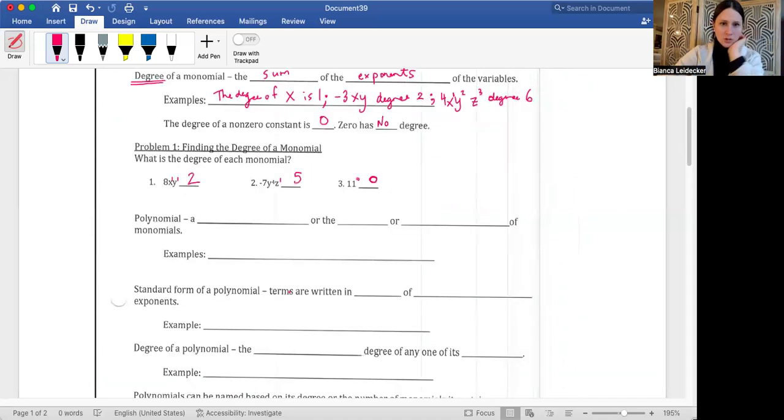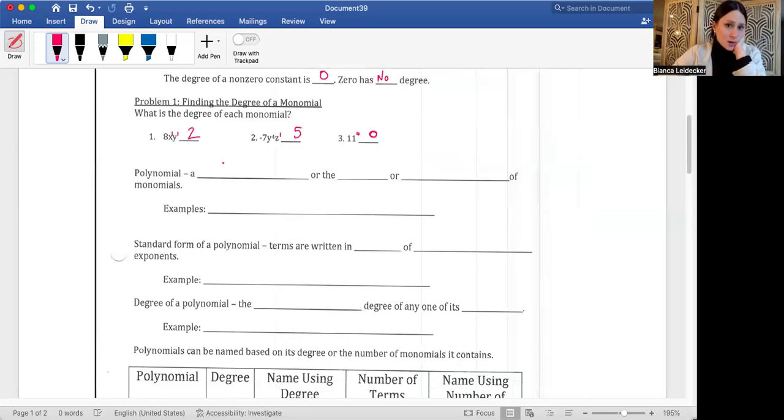Okay, what is a polynomial? The polynomial is a monomial or the sum or difference of monomials. So there's several terms basically being separated usually by an addition or subtraction sign. So an example would be like x plus 2. There's one monomial, two monomials, but together they're joined by an addition sign. So this is a polynomial.